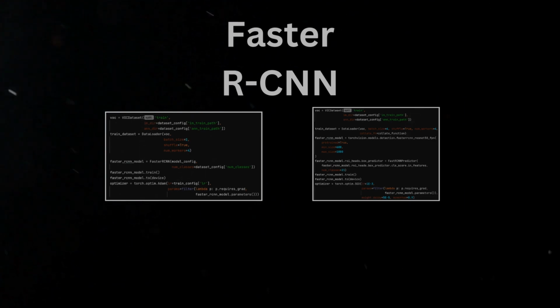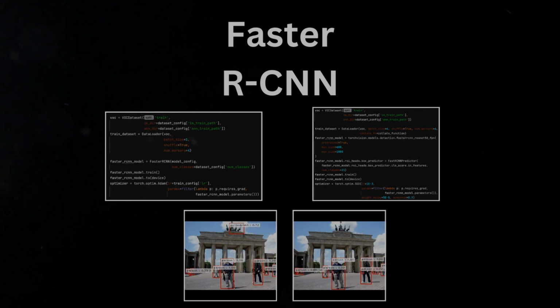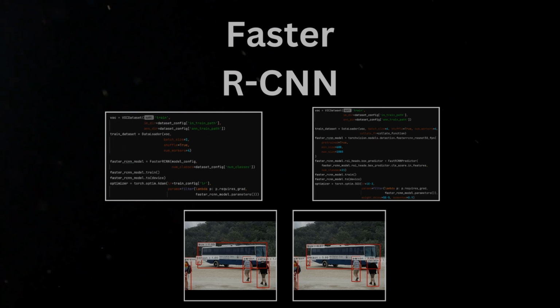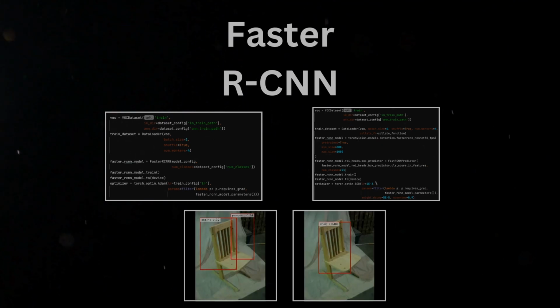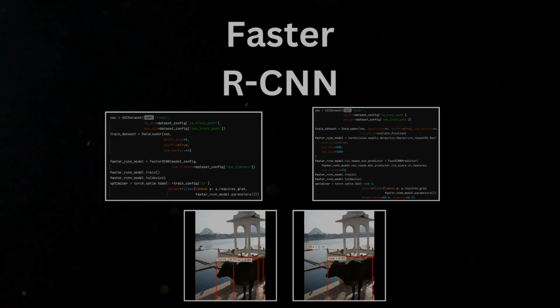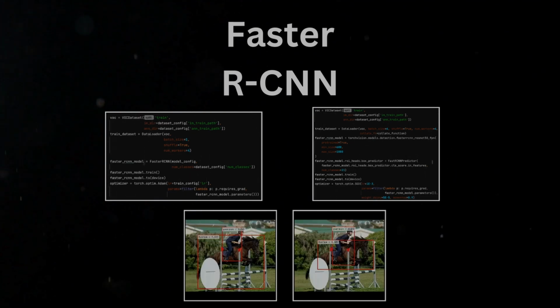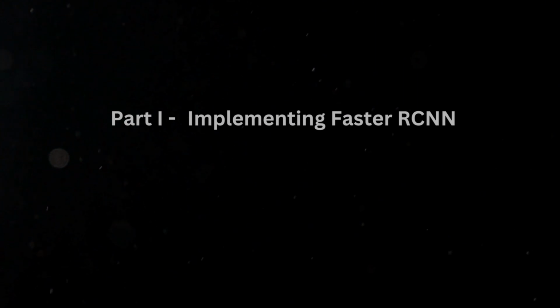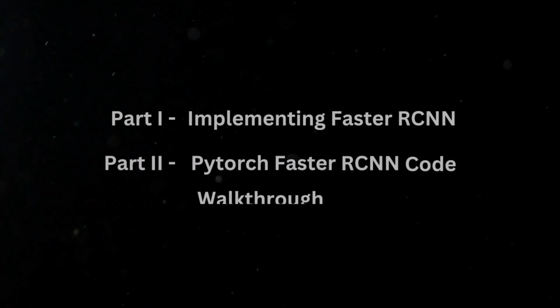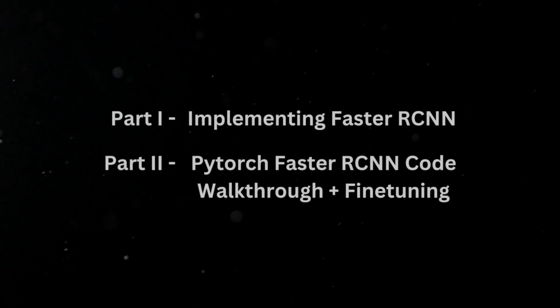The one we implemented will be trained from scratch, and for the one using the PyTorch Faster R-CNN codebase, we would be fine-tuning a pre-trained Faster R-CNN model. We will see detection results after training on the VOC dataset for both of them. This will be a two-part video. In this one, we implement a simple Faster R-CNN module, and in the next video, I'll cover the PyTorch Faster R-CNN code walkthrough.